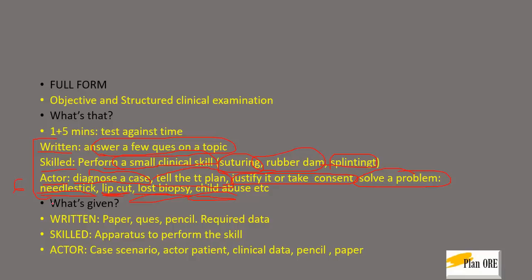So what's given? For a written OSCE, you're provided with a question and answer paper and a pencil to help you write, as well as some required data which helps you to answer the questions. This data differs for every written OSCE. In a skill OSCE, you will be given the apparatus to perform the skill. For example, you would be provided with the rubber dam kit and the mannequin, or you would be provided with the suturing instruments and a suture pad, and so on.